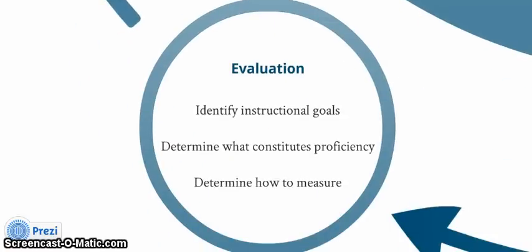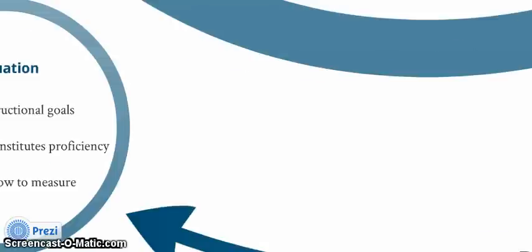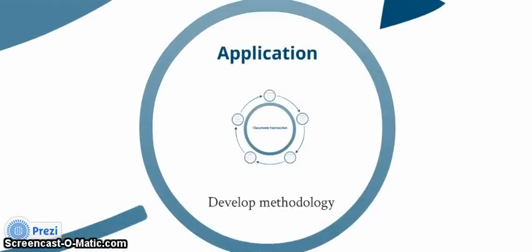Once we've decided what our real-world applications are going to be, then we can think about how we're going to evaluate. What are the goals? Where do we want students to get? What will actually constitute proficiency in these skills that we're trying to teach? What will it look like when students do it right? And once we've determined what it is that we're looking for, then we can think about how we're going to measure that going forward.